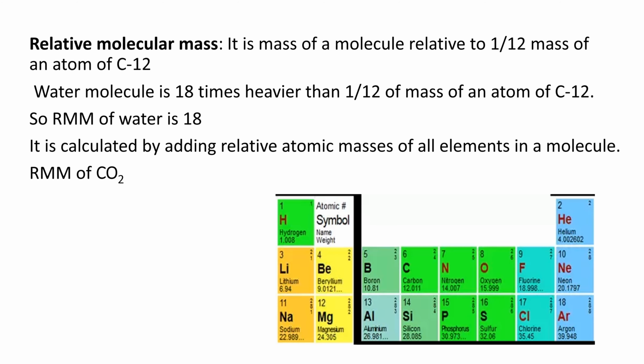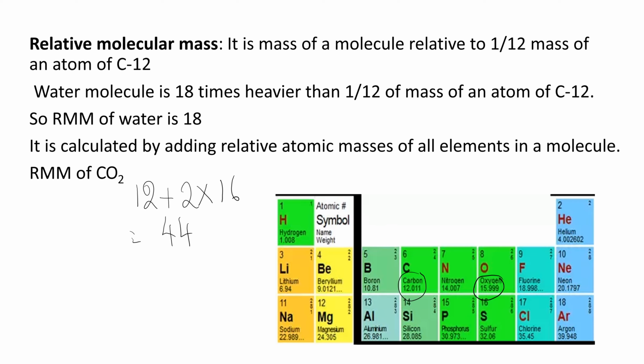Let's calculate relative molecular mass of carbon dioxide. Now from periodic table we can see relative atomic mass of carbon is 12 and that of oxygen is 16. So relative atomic mass of carbon, which is 12, plus there are two atoms of oxygen, so 2 times relative atomic mass of oxygen, which is 16. So 12 plus 2 into 16, which gives 44. So relative molecular mass of carbon dioxide is 44. Since it is relative, it has no units.